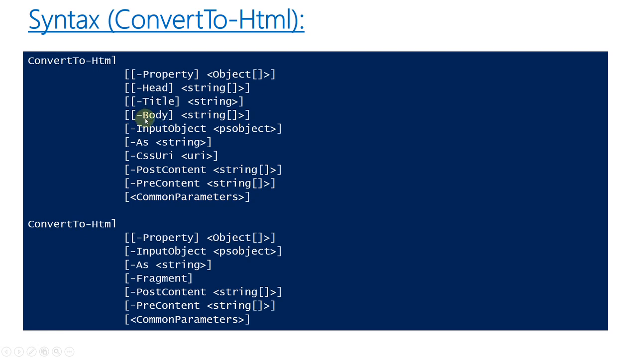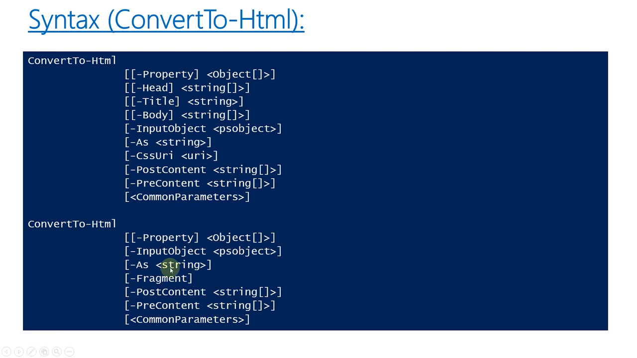And if we want to print the output either in form of table or list, we can use the as parameter. And if we have any external CSS, then we can pass the URI using the CSS URI parameter. And if we want to add something after the table tag, then we can use post content, and if we want to add something before the table tag, then we can use the pre content parameter.